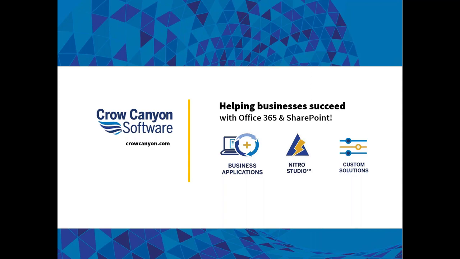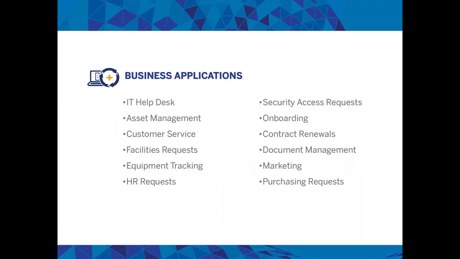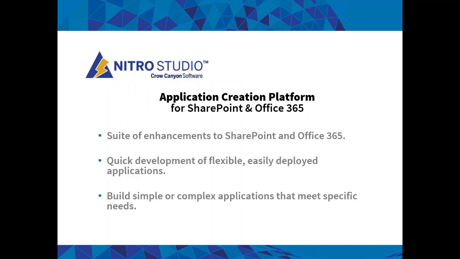We have business applications that some of you are probably familiar with, maybe some of you are even customers, and have seen these applications in use. And we also have the NITRO Studio we'll talk about today and custom solutions. Some of the business applications that run on SharePoint on-premises 2013, 2016, and now 2019, or Office 365, are help desk, asset management, customer service, security access. You can see the list right there. They're also up on our website. These applications are in use by organizations around the world, and they can be used in different combinations. They're out-of-the-box applications. But in addition to these, we have this NITRO Studio.